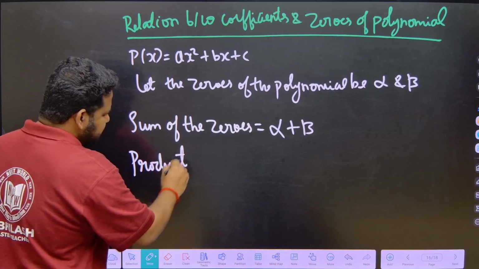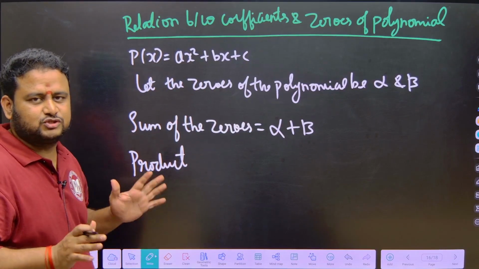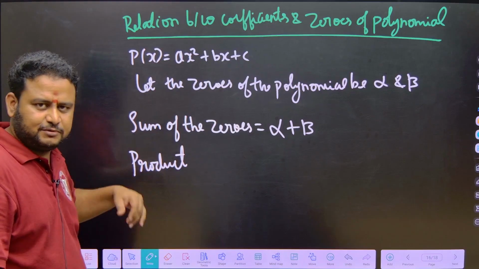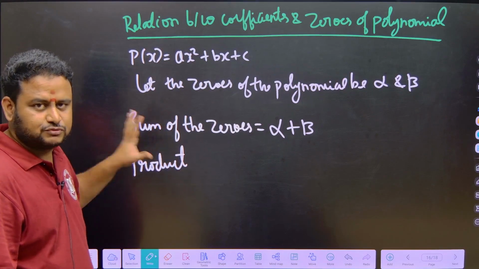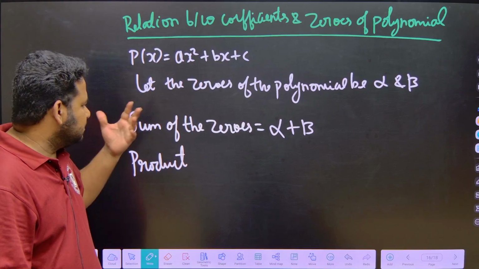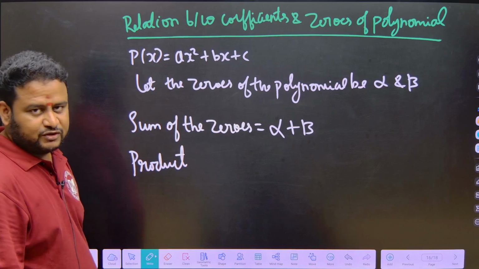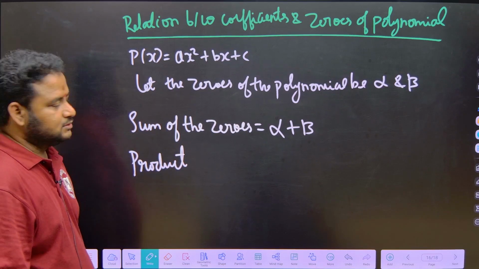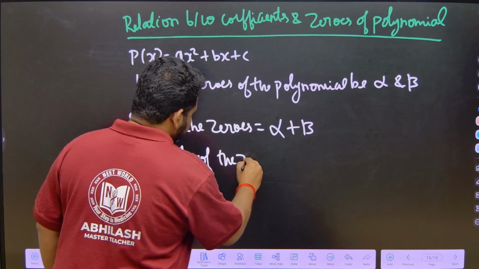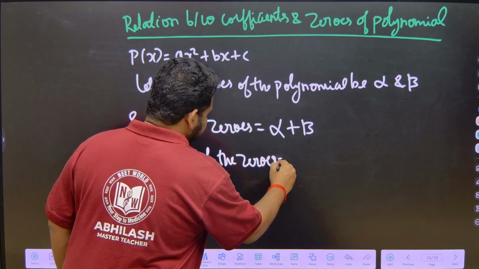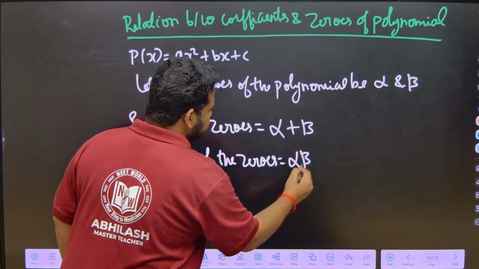You have to remember this throughout your career or throughout your student life where you do mathematics, because it will be useful in many places. Zeros of the polynomial, sum of the zeros, product of the zeros, all these things will be useful even when you study for JEE. So the product of the zeros is alpha into beta. Is it done? That's all?